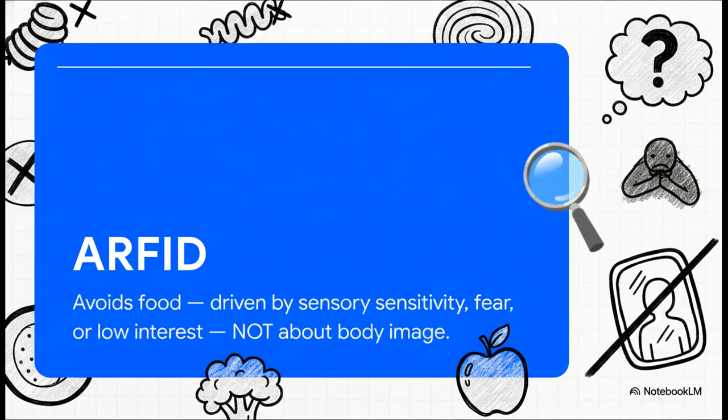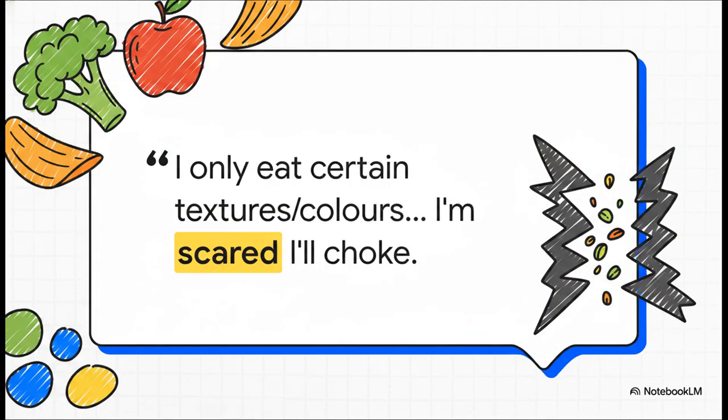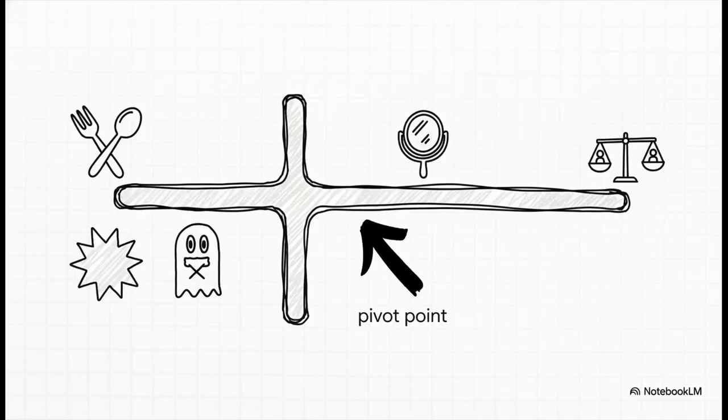It might be about sensory stuff, like textures they just can't handle, or a genuine fear based on a past choking incident, or sometimes just a profound lack of interest in food. This quote is a perfect window into that mindset. You see how the focus is all on the food itself, or the physical act of eating? They're talking about textures, colors, a specific fear. There's no mention of feeling fat, or calories, or anything about body shape. That's a huge clue.